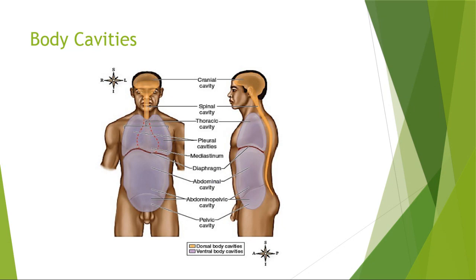Here you'll see the cranial and the spinal. Again, the cranial and the spinal are what are contained in the dorsal. And then thoracic, pleural, and we've got the diaphragm listed here. Abdominal, abdominopelvic, and pelvic cavities are all in the ventral. Back up one slide and it will explain those as well.